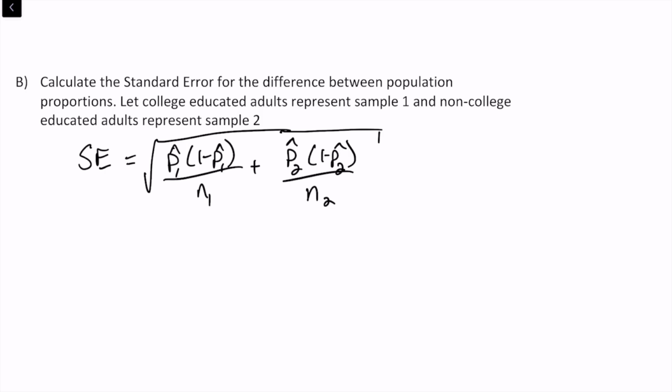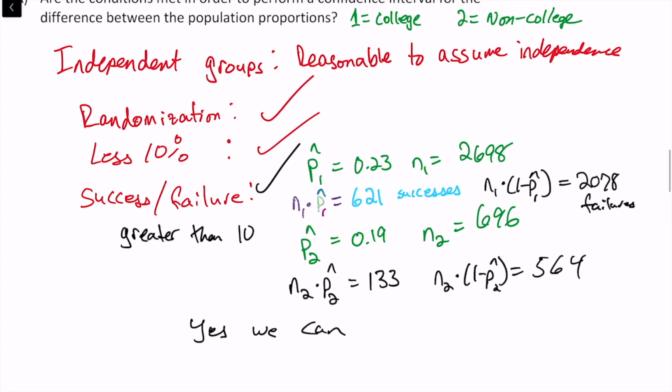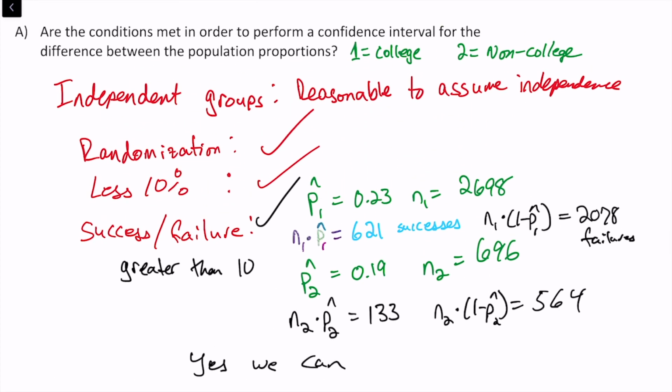All right, all we have to do now is fill in our information. So the standard error equals the square root of P1 hat, which was 0.23. And let me say this really quickly, guys. In this particular question, they gave us P1 hat already. But if you recall from previous lectures, to get P1 hat, all you do is you take the number of successes and you divide it by your sample size, in this case sample 1 size. And you do the same thing with 2.